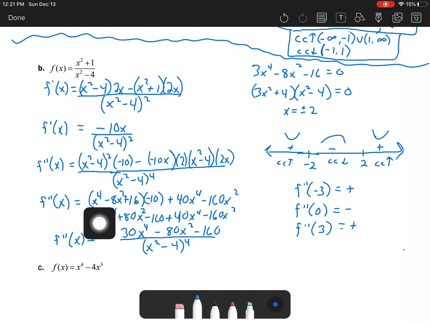I had to FOIL this out, and that gave me x to the 4th minus 8x squared plus 16, and then I had to distribute the negative 10 through that, which gave me three terms here. I'm looking to combine those with any like terms from the second part right here. The 40x to the fourth and the negative 10x to the fourth became 30x to the fourth. I've got the 80x squared and a negative 160x squared, combined for negative 80x squared, and the only constant was the negative 160, which is still there. So here's my second derivative.